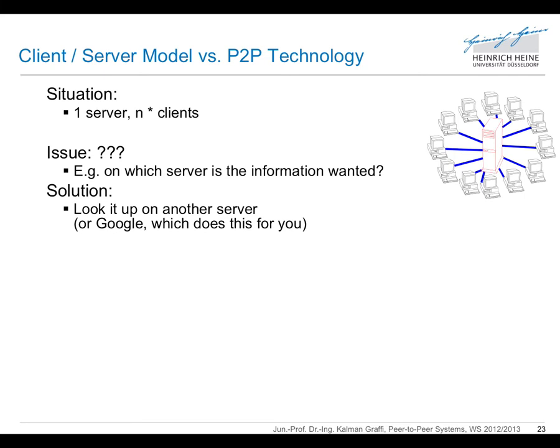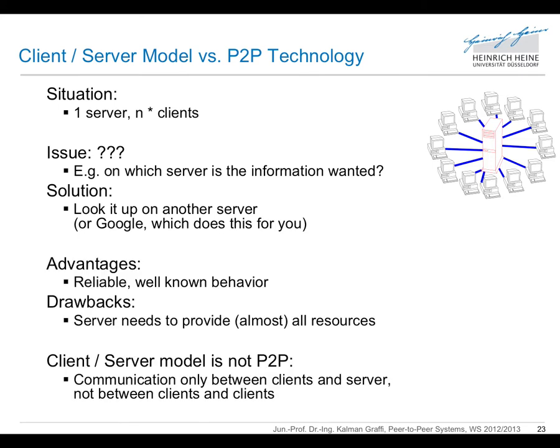Okay, just a comparison to other technologies. So why is it now different? The most prominent one is of course the servers. The easiest part is, okay, you have one server and clients. How do you find the server that you are looking for that provides the content? You look it up in Google. And that's very easy, that works well, so it's reliable. If the server is online, then you get your data, and that's okay.